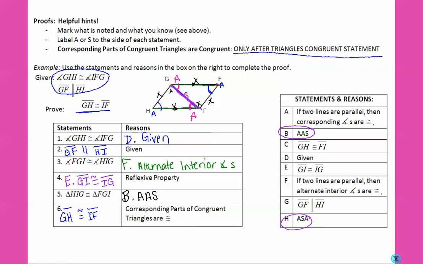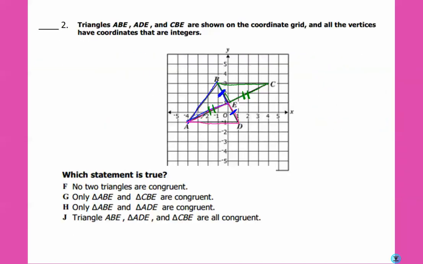So we need to check the other side that we're given. Here we can just count 1, 2, 3, 4, 5. 1, 2, 3, 4, 5. So those sides are congruent. So now at this point, we know that ADE and triangle CBE are congruent. Well, do any of these answer choices have ADE and CBE together?